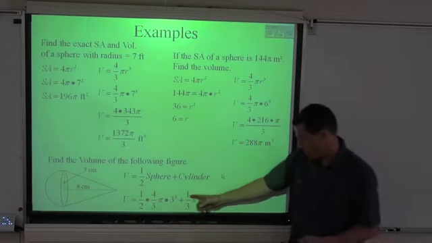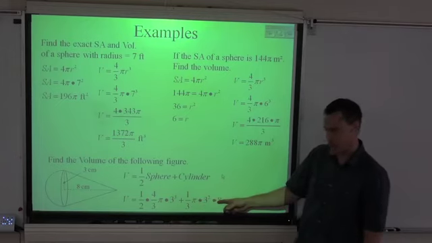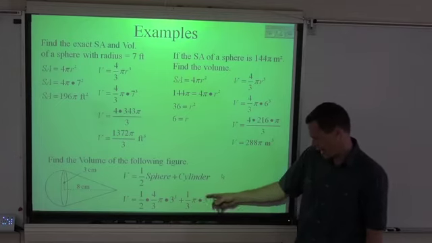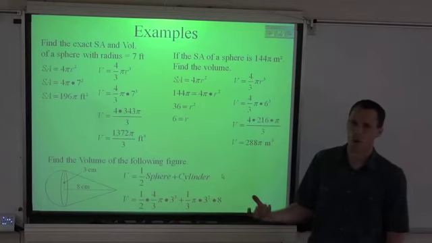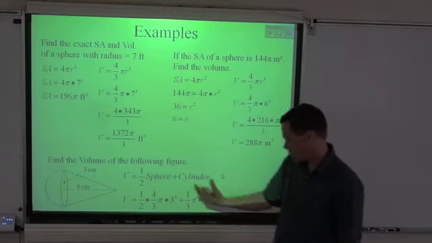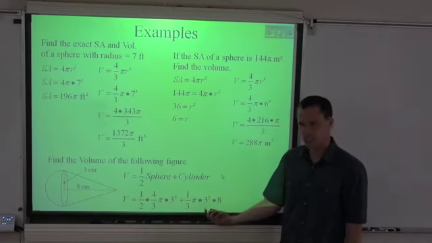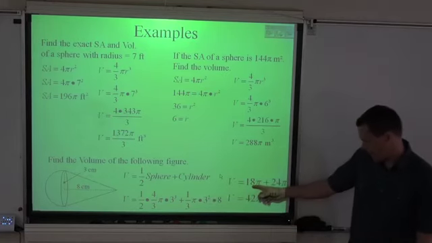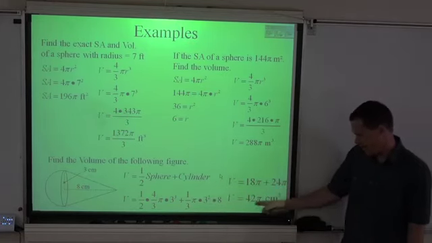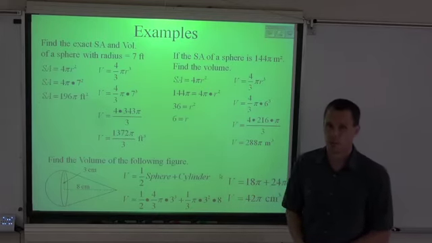And the other part, we have 1/3 pi r squared times height. That's the volume of the cone. R squared is 9. 1/3 of 9 is 3. 3 times 8 is 24. So I have a sphere that reduced to 18 pi and a cone which was 24 pi. Add those two together, 18 pi and 24 pi, and I have an exact answer of 42 pi centimeters cubed.